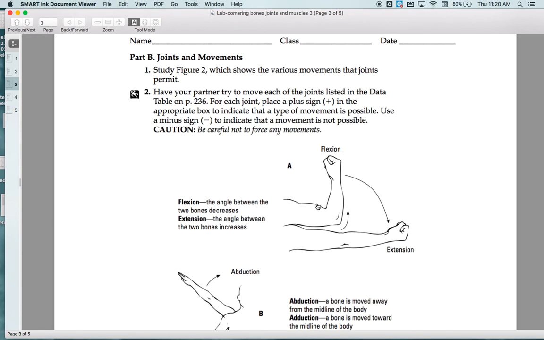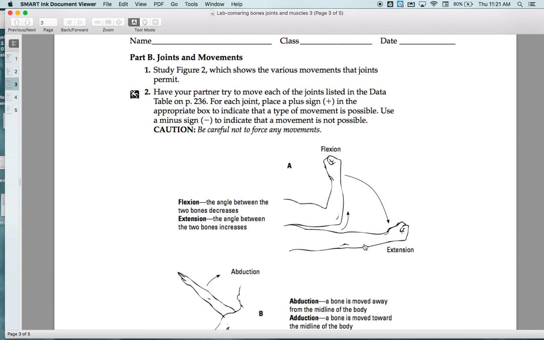types of extension. When you bend your arm like this, that's called flexion. You're not flexing your muscles, we're talking about the angle here of the bone. And then when you extend, it goes out like that. So you can do the same thing with your knee or with your finger.